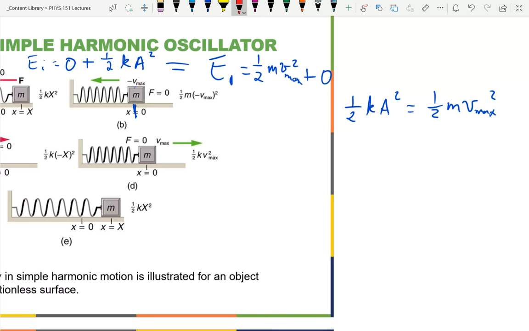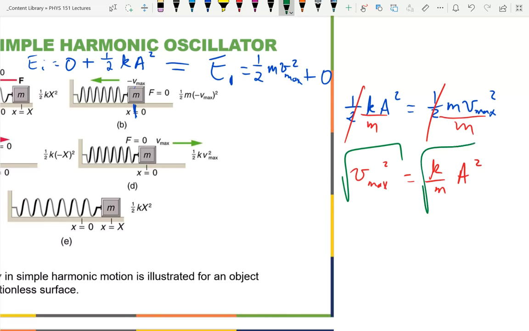All of you being good mathematicians, what would you do first? Multiply by 2. There's no reason to keep those 1/2s around. Since I'm looking for v, I'm going to divide everything by m. And then I square root this baby. Now notice there's two answers. There's a positive answer and a negative answer because it can be going left or right at its maximum speed. So those both make sense. They're just different directions. So the magnitude of Vmax is equal to square root k over m times the amplitude.